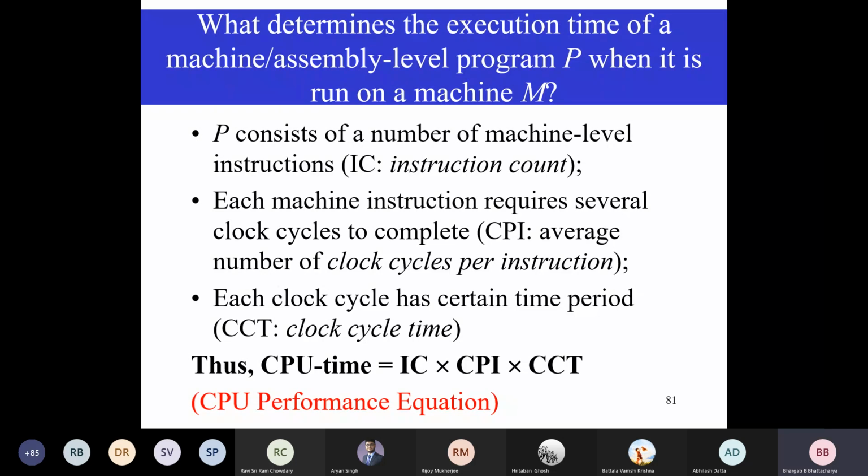So incidentally, our next class has been cancelled because we have an institute holiday on Thursday. So we'll be meeting again next Monday. And I think I would be able to complete this part, the introduction and CPU performance equation and Amdahl's law, in the next class. And then Professor RSC will take over.